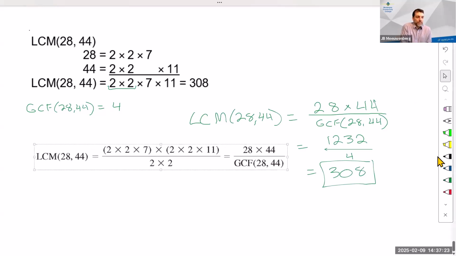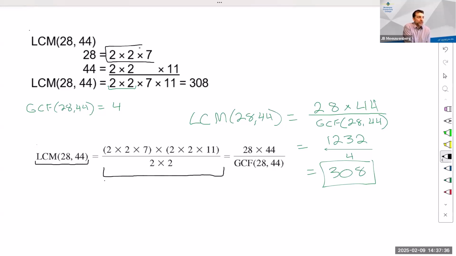So if you look at what I have here, least common multiple is what we're trying to find. And if you just look at this big fraction here, this is these three numbers, 2, 2, and 7, and these three numbers, 2, 2, and 11, multiplied together, which is essentially 28 times 44. It's this thing times this thing. And then in the denominator, we have the greatest common factor, the things they had in common.